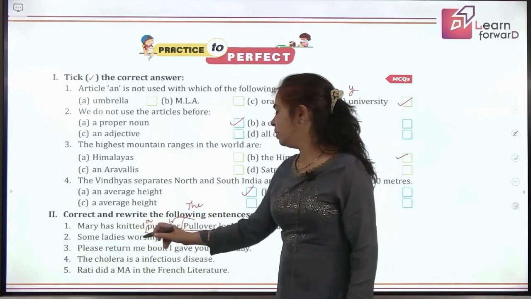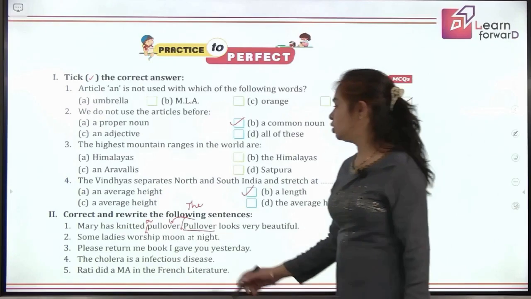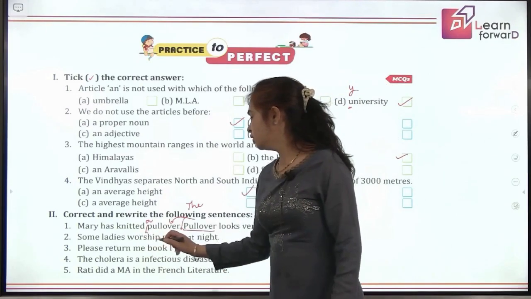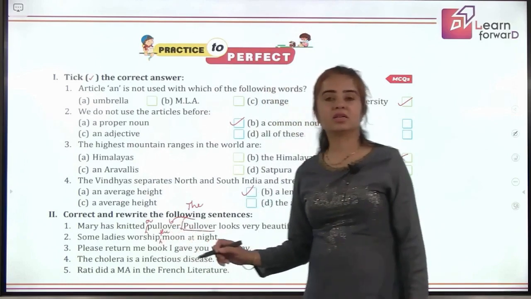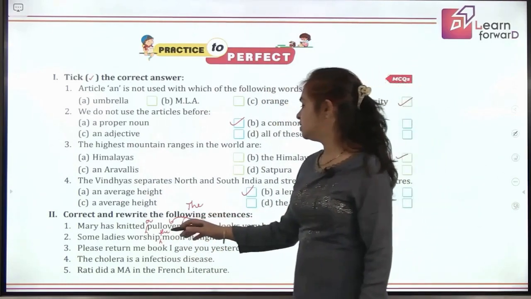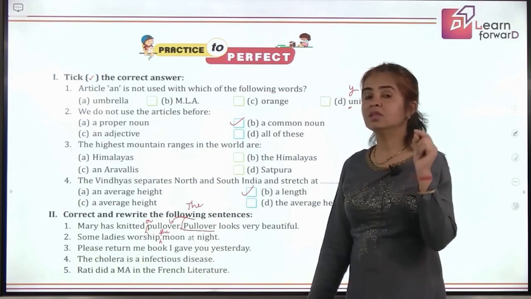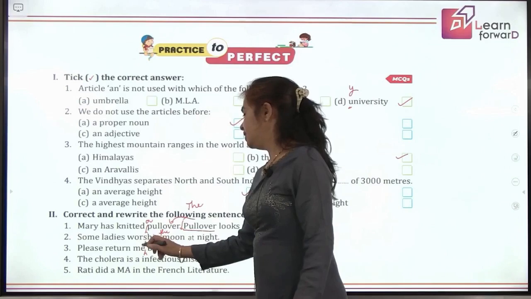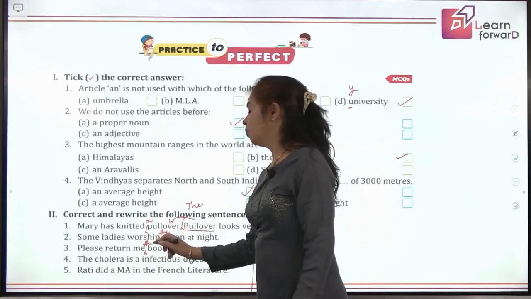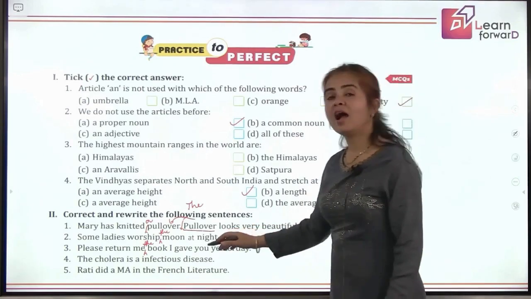Next, some ladies worship moon at night. Yes, the moon is a universal body, so we'll say the moon. We say the sun, the moon, the earth, the sky, the stars, like that. Next, please return me book I gave you yesterday. Reason out. The is correct, the book, but what is the reason? Yes, very good. We are talking about a particular book. Which particular book? The one that I gave you yesterday. So it is particular.